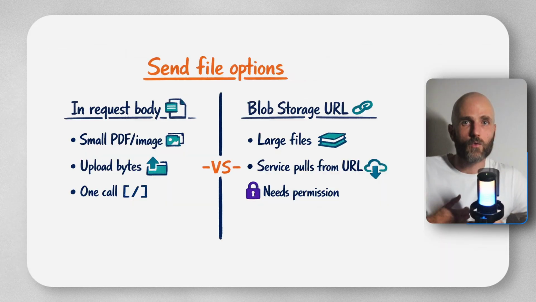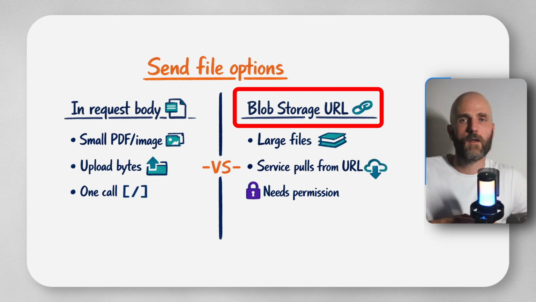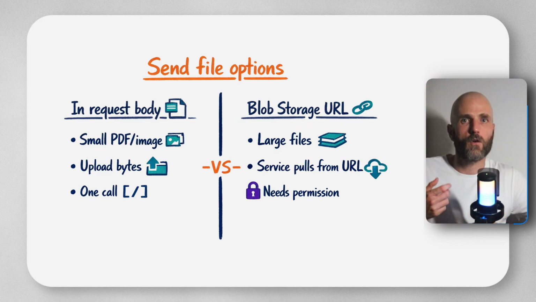And now, how do I actually send the file? If it's small enough, I just send the document in the request body, like an image or a PDF. And if it's too big, I don't want to shove the whole thing through the request. So I hand it a blob storage URL and I let the service fetch it. The key detail is it needs permissions to access that file, otherwise it can't fetch it.